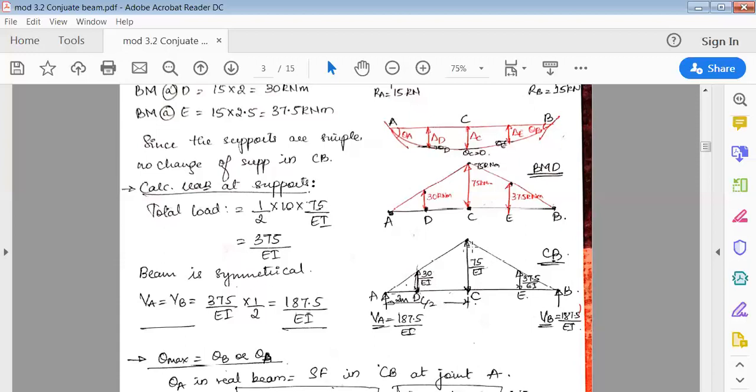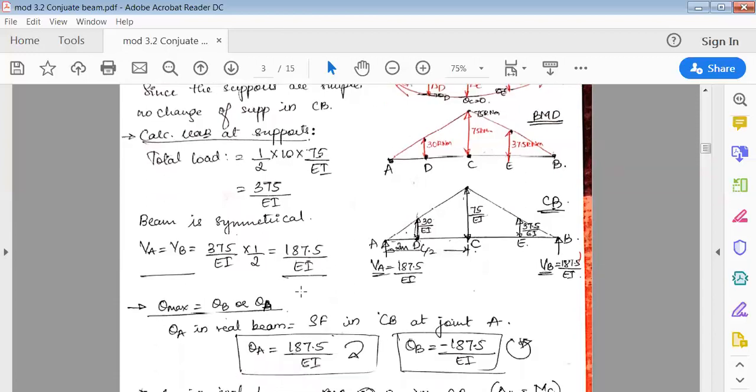Now, this total load is acting downward. Because it is a simple support, it gets equally distributed to the left and to the right. Symmetrical, so to the left and to the right. The total load acting downward is 375. This 375 gets distributed left and right, so it becomes 375 divided by EI into half. That is 187.5. So to the left side 187.5, and to the right side also 187.5.